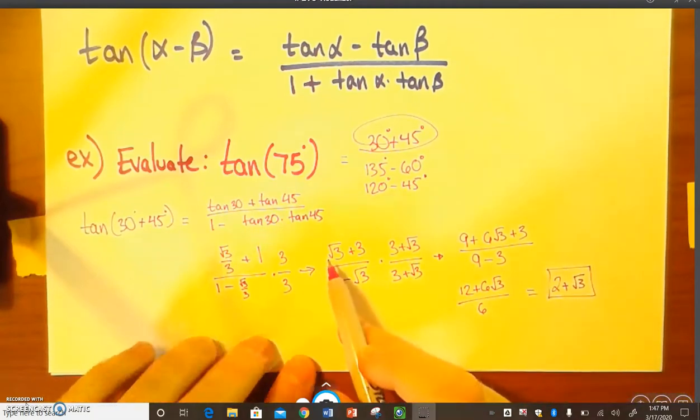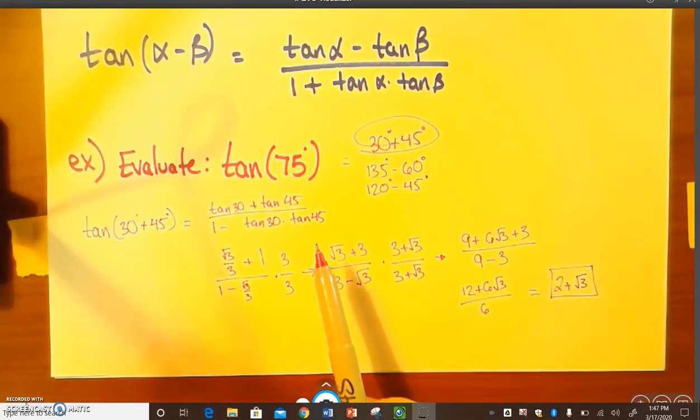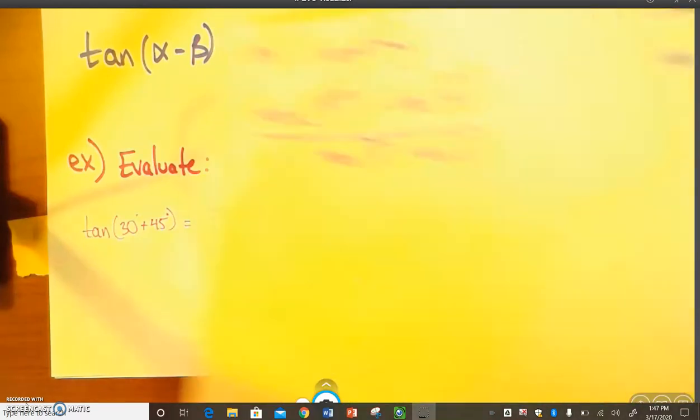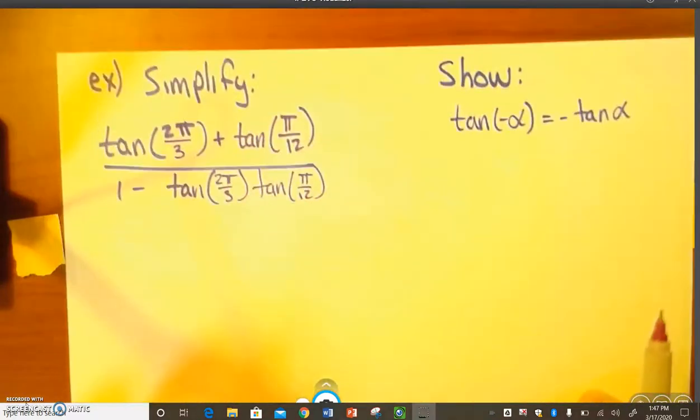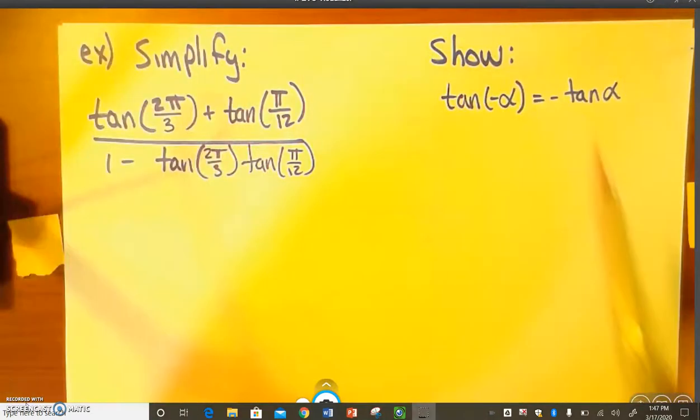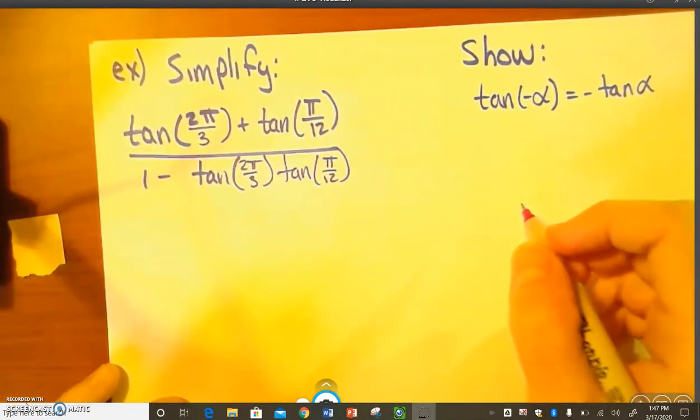So the challenge here with tangent is not necessarily the trig part, it's a lot of steps of algebra that you have to very carefully simplify one aspect at a time. This would be your final simplified answer. Now, very quickly, we're going to do 2 more styles of questions that are fair game for you.